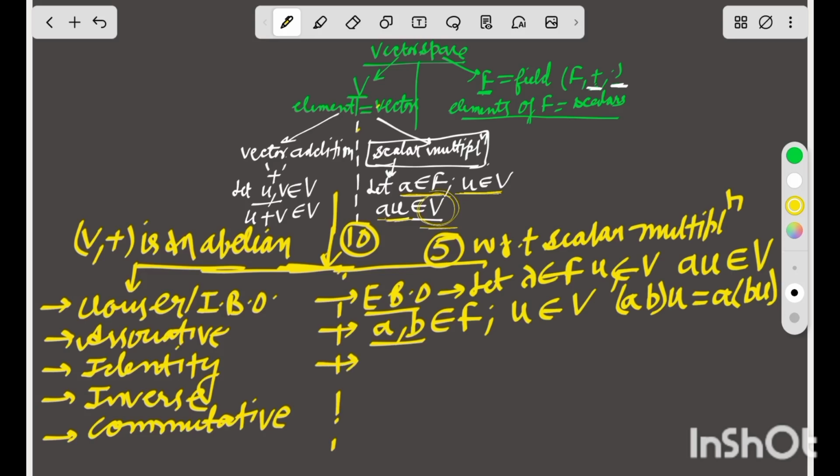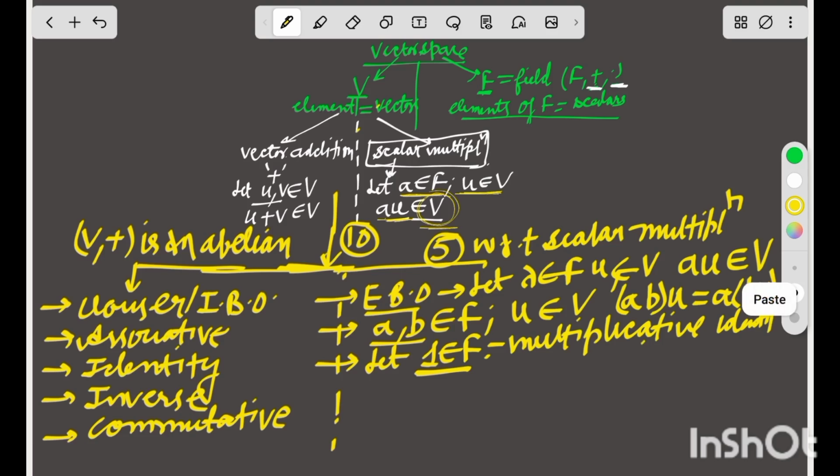Here, identity is like: let 1 belong to the field F. 1 is the multiplicative identity of the field. And if we operate 1 with any element of the vector space, the resultant is equal to v, for all v belonging to the set V.